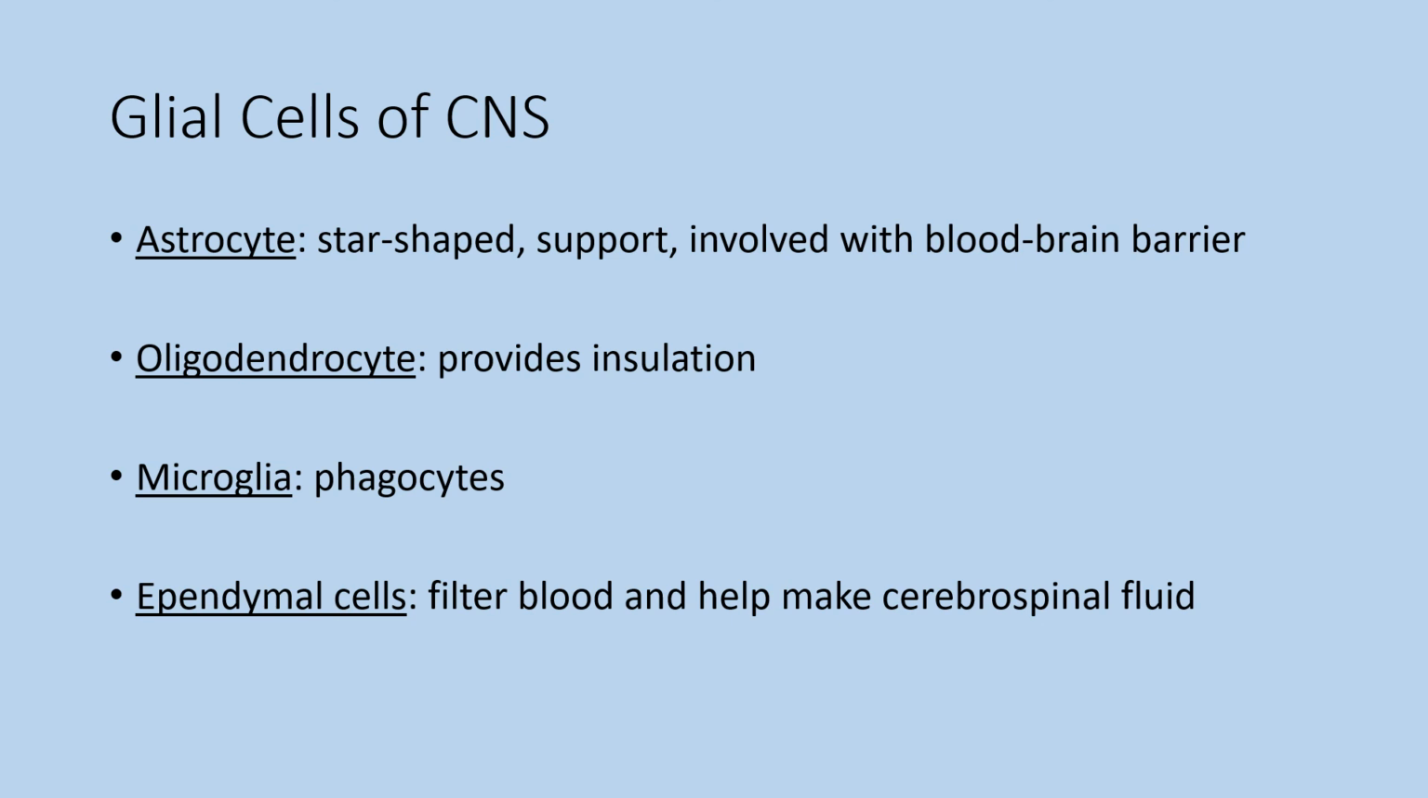Microglial cells are specialized cells that carry out phagocytosis, so they engulf anything that is recognized as a foreign substance. So obviously it is a protective mechanism. The ependymal cells also help to filter blood, and they are involved. Later as we study, we will see that some of these are specialized in a certain area to make cerebrospinal fluid.